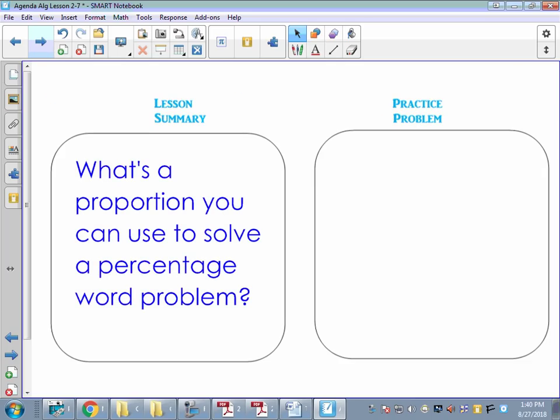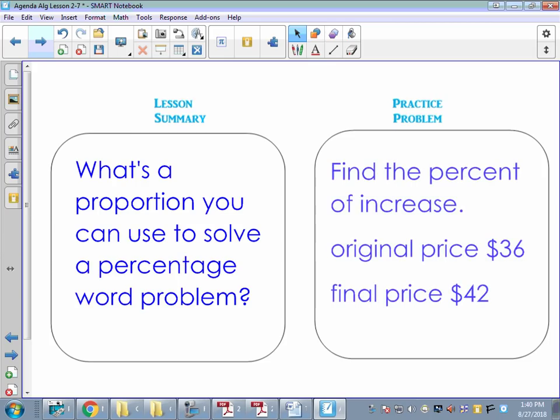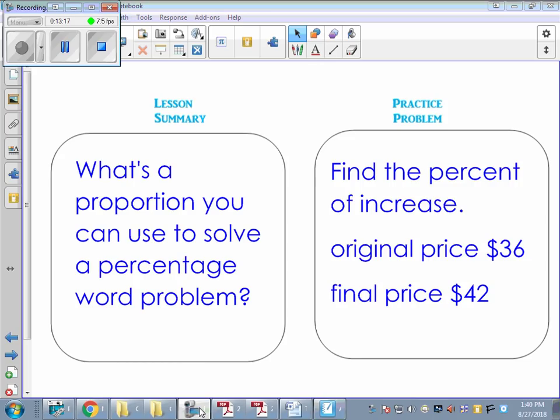Okay? And that brings us to the lesson summary here. What's a proportion you can use to solve a percentage word problem? How do we set it up to solve a percentage word problem? And then our practice problem here is to find the percent of increase when you have an original price of 36 and a final price of 42. Okay? So that's it for 2.7, percent of change. Hopefully now you can find and solve word problems with percent of change and find the percent of increase or decrease. And that will do it. We'll bring questions for us tomorrow, and let's get ready to roll.